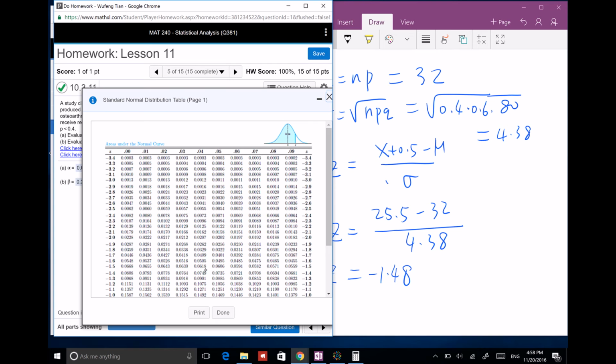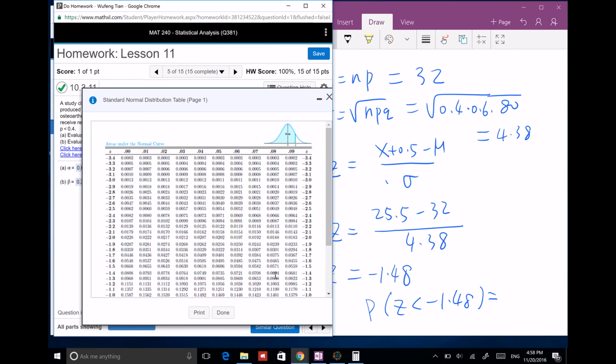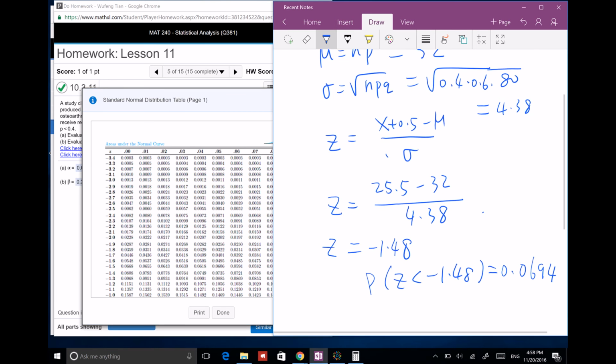Where is it? 0.694. It's here, 1.48. Yeah, that's right. I did it right. So negative 1.48 here, so negative 1.48 is z. So we did it right. So P(Z less than negative 1.48) equals, you can check 1.4 go up to 8, is going to be 0.0694. Okay, that's how you do the first one.